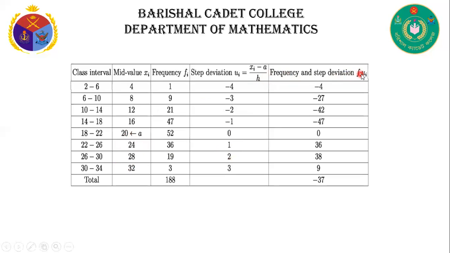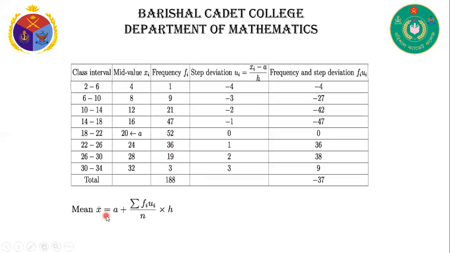Now the product of frequency and step deviation, fiui. That means 1 into minus 4, that is minus 4; minus 3 into 9, that means minus 27; minus 2 into 21, that means minus 42; 47 into minus 1, that means minus 47; 0 into 52, that means 0; 36 into 1, that means 36; 3 into 3, that means 9. Now the sum of these terms, summation of fiui, is equal to minus 37. And n means the sum of the frequencies. If we add all of them, we get 188.